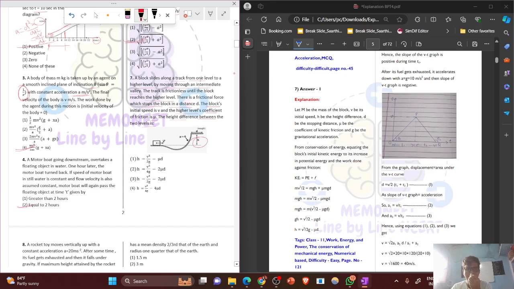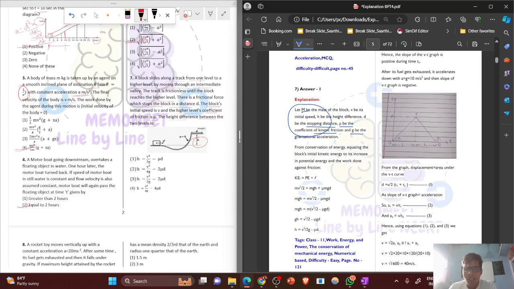Now you just need to use the work energy theorem here. Going to the explanation, let m be the mass of the block and v its initial speed, h the height difference and d the stopping distance, mu the coefficient of friction and g the acceleration due to gravity. These are the given information used as constants or variables. Initially, we have only kinetic energy, so the initial total energy equals the final total energy: kinetic energy equals potential energy plus the work done.